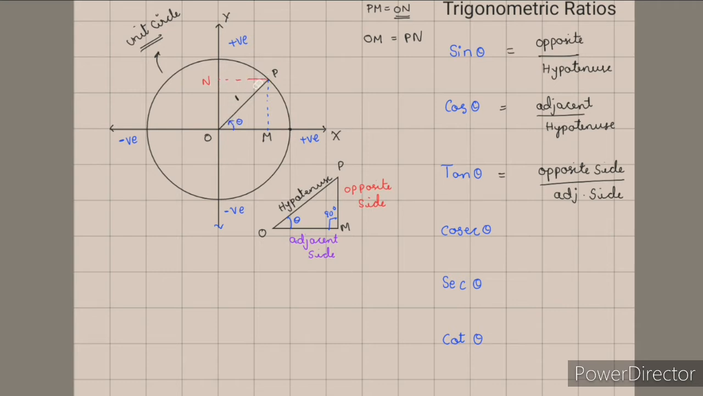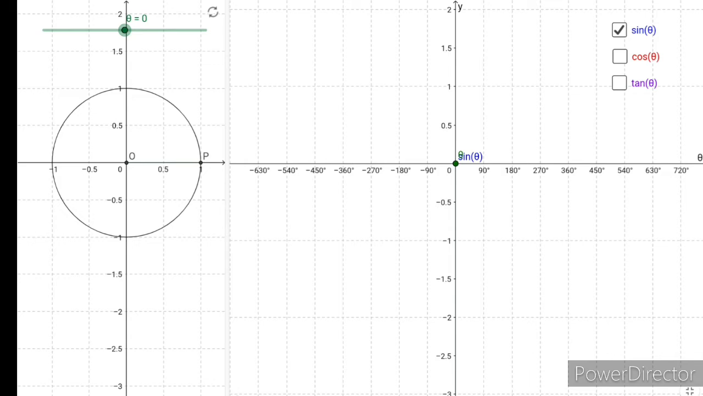So as theta varies, the length of this PN also varies. Similarly, as theta varies, the length of this PM also varies. So the value of sin theta also varies. Let's see how this varies. This is the unit circle where O is the origin, P is a point on the circle. Now theta, which is the angle between OP and the x-axis, is 0. So we have seen that sin theta is nothing but the y coordinate of P. What is the y coordinate of P here? 0. So sin 0 is 0.